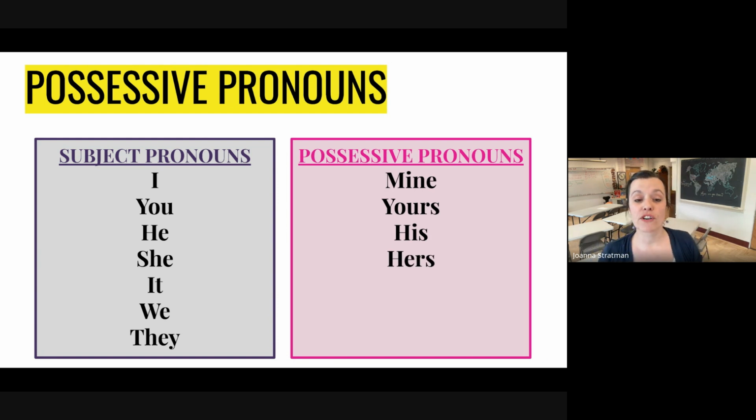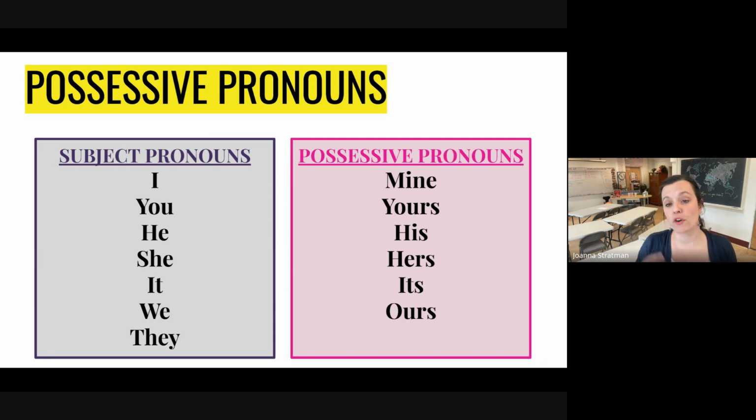Next, the form for she is hers. And here again, the form for it is its. The form for we is ours. And the form for they is theirs.